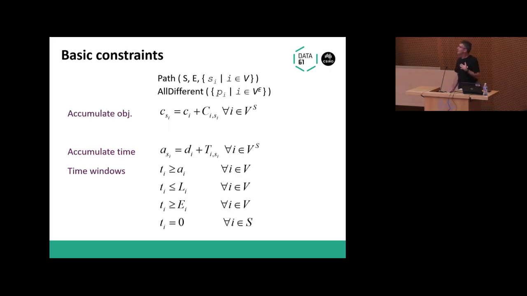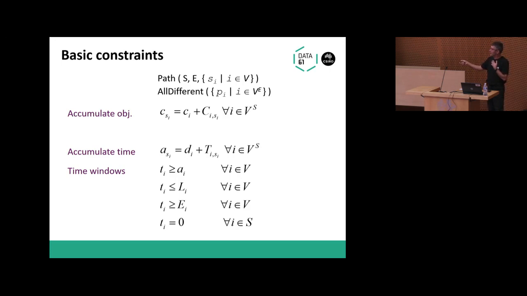So here's my constraints. I'm going to accumulate my objectives, so that the cost of getting to the successor of I is the cost of getting to I plus the cost of getting from I to SI. And I'm going to do that for everybody that has a sensible successor. I'm going to accumulate time, so the arrival time at the successor of I is the departure time at I plus the time from I to SI.